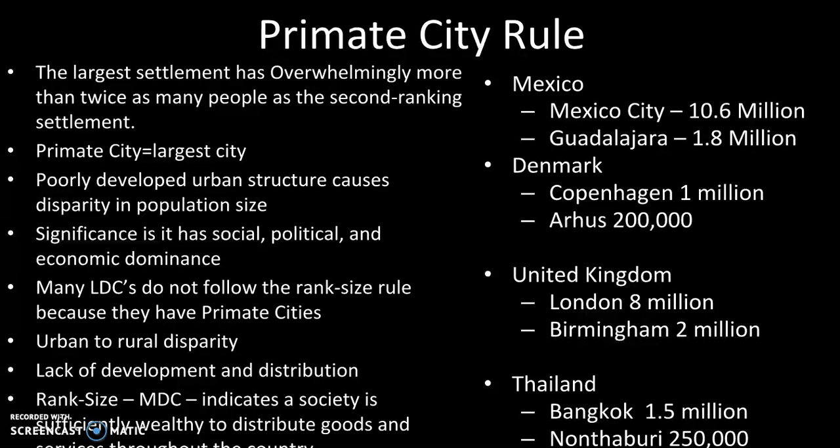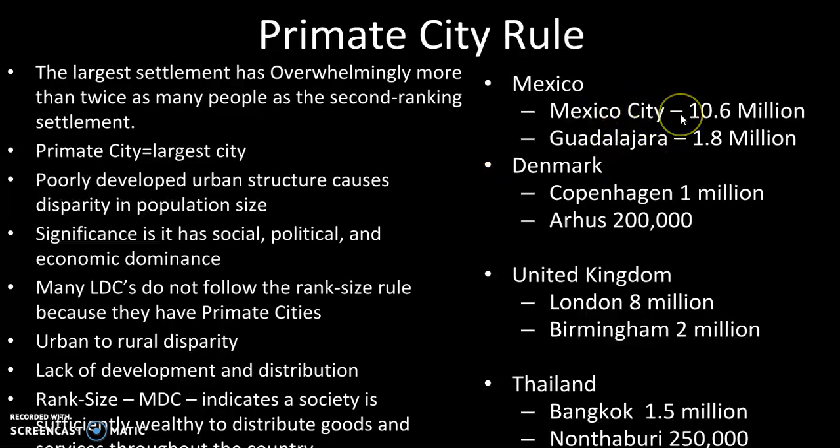And a country that has a rank size would be a highly advanced MDC. This indicates a society that is sufficiently wealthy to distribute goods and services throughout the country. That means you have a lot of wealth, and so you have a lot of distribution of goods, services, and wealth throughout your country. Again, rank size rule really is only the United States. Almost all the other countries in the world, mainly because of the size of the country or level of development, are primate city. So let's look at some examples.